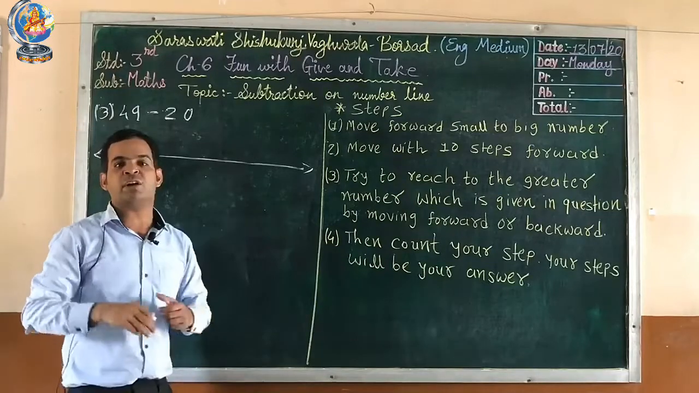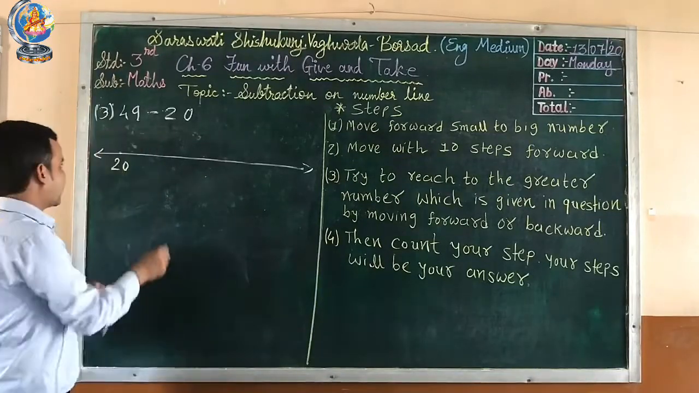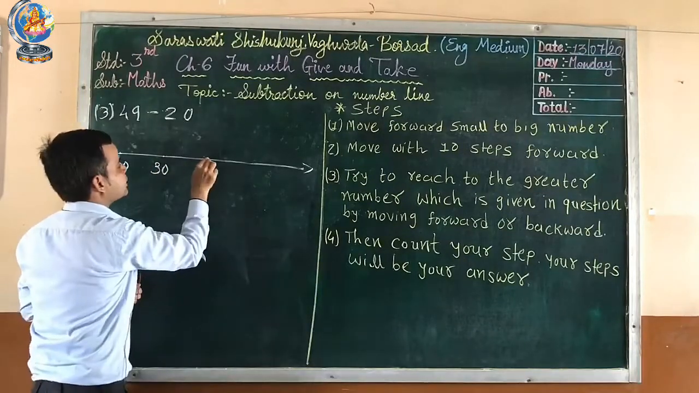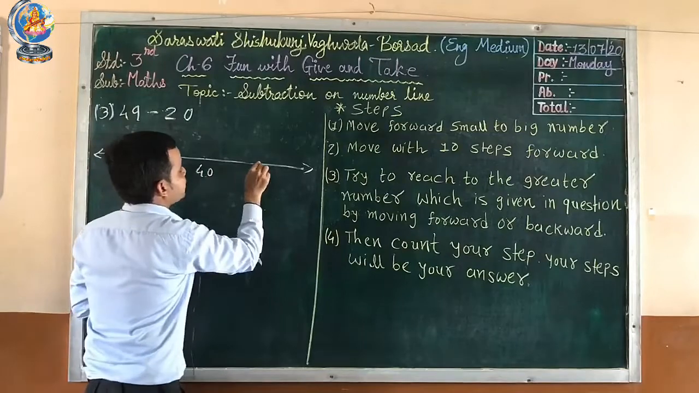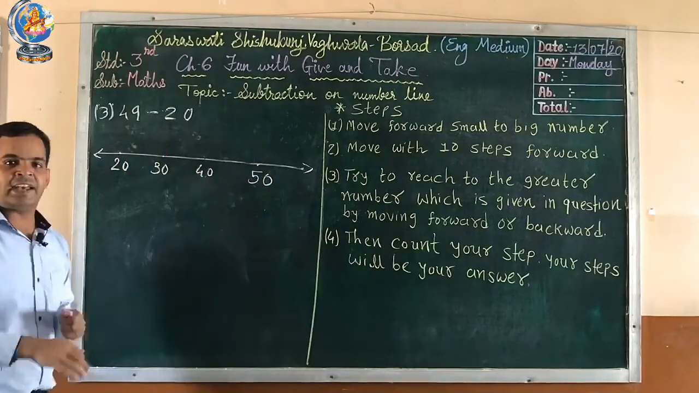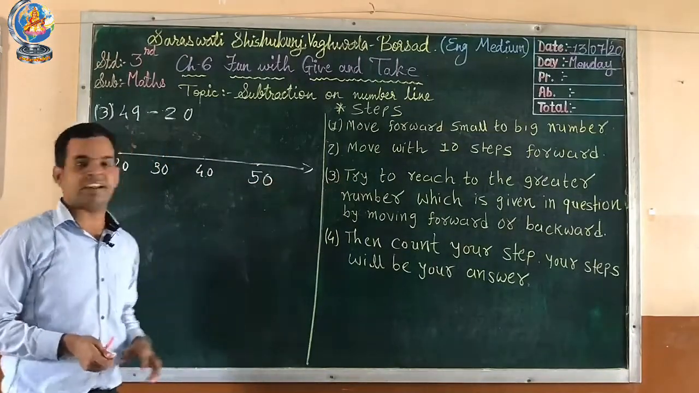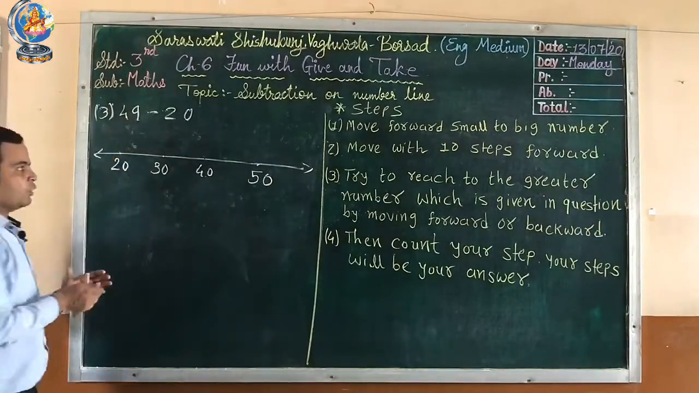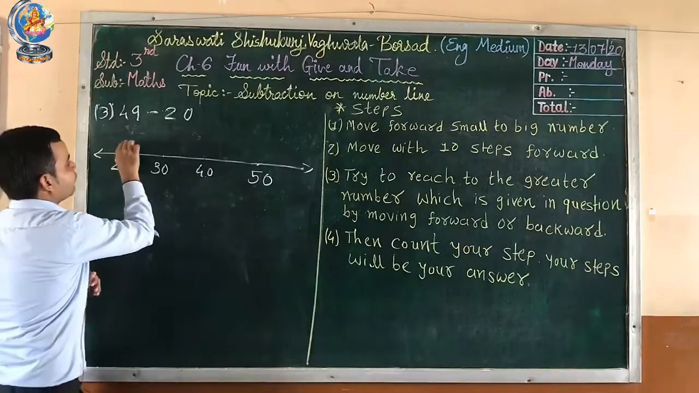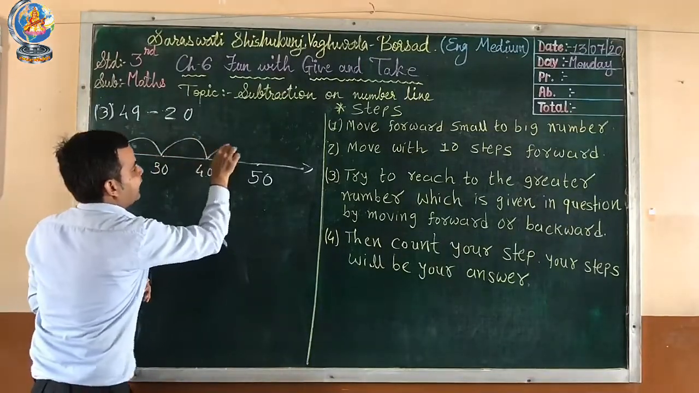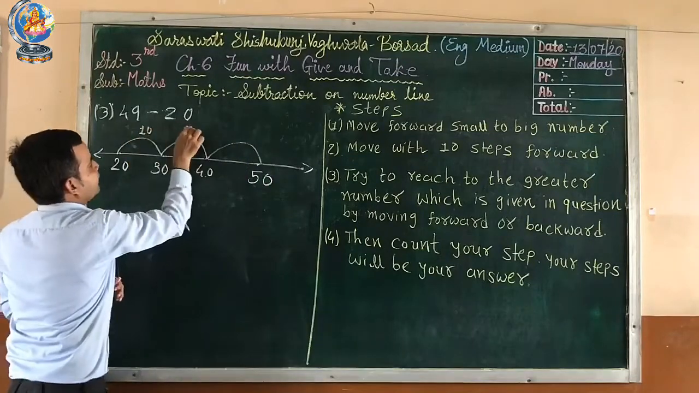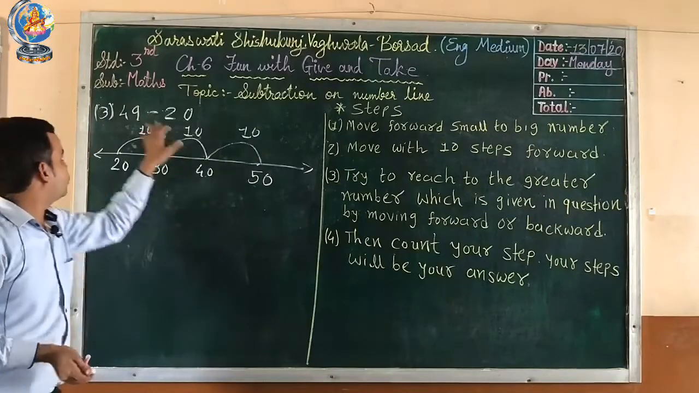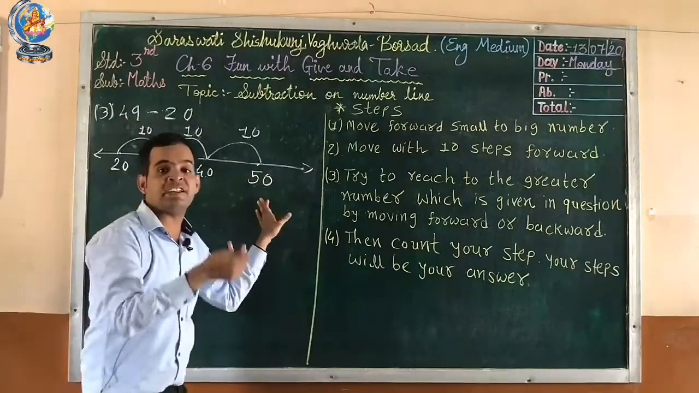In the second step we have to move 10 steps forward. Every time we add 10: 20 plus 10 is 30, 30 plus 10 is 40, and 40 plus 10 is 50. Now in the third step, try to reach the greater number given in the question, which is 49. If we add 10 plus 10 plus 10, that is 30, right? But we have to reach 49, and we have already reached 50.